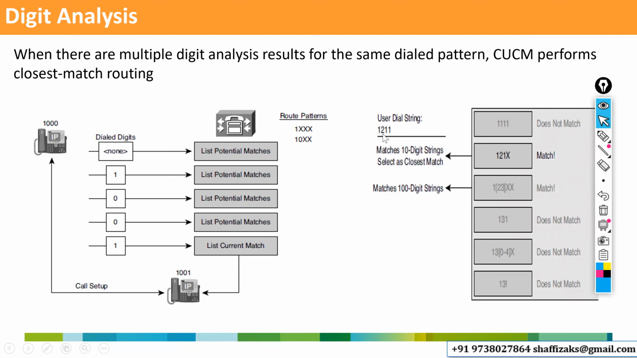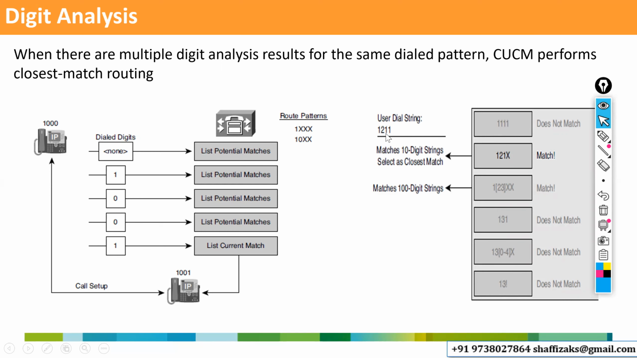Same thing. For example, I am dialing 1211. First, I am dialing 1. See, there are different numbers we have here. This one also matches. This one also matches. This one also matches. Because in every pattern, the first number is what? 1. Here also 1, 1.